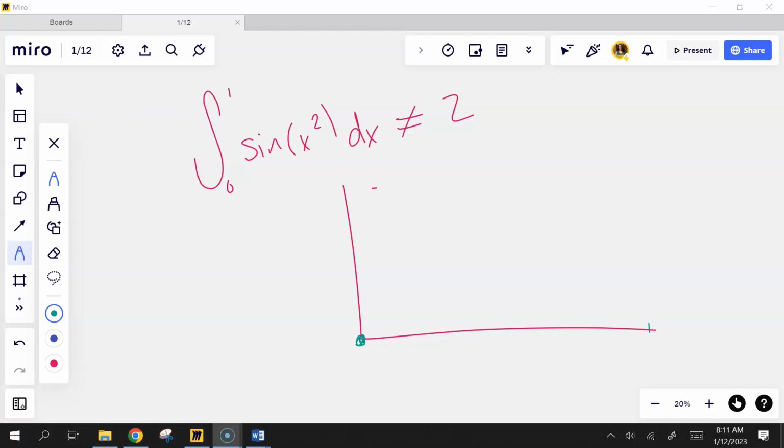1. I know I got pi over 2. Is pi over 2 less than 1? Half of pi. No. How about pi over 4? Pi over 4 is less than 1.